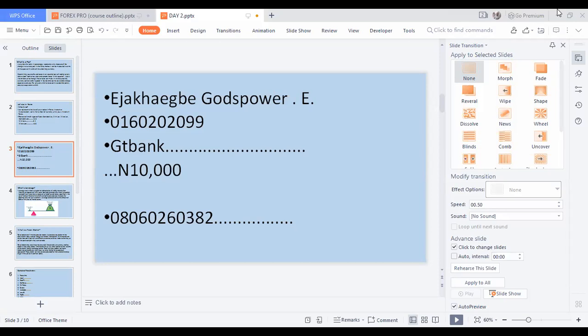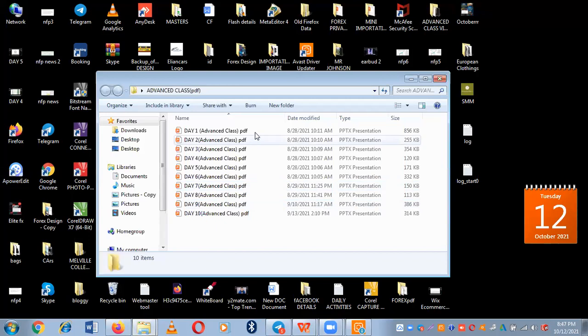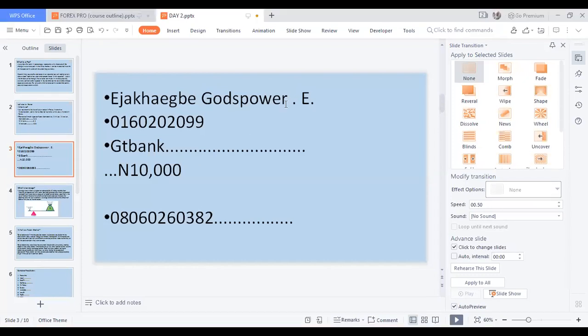If you come to my screen, this is my screen. Right here on my screen, you will see something like advanced class PDF. You see these PDFs? This is what I will send from day 1 to day 10, which is exactly the 2 weeks. I'll be sending it ahead for you to read. Once you get prepared, I will teach you in the evening. And we'll be using Telegram, where I'll be dropping all those videos for you to watch live.